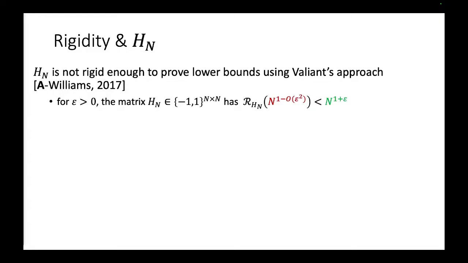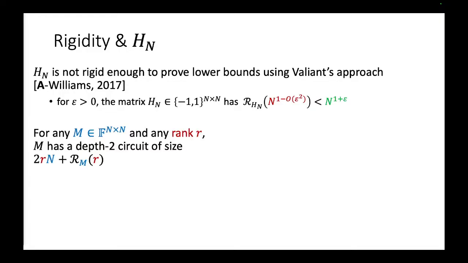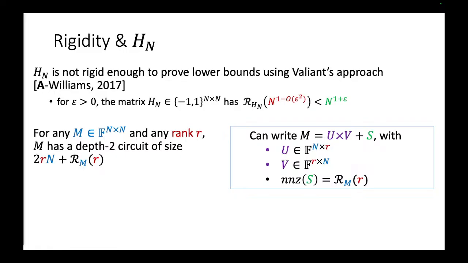But one nice thing is there's a very simple connection between rigidity and depth 2 circuits, that this immediately gives some kind of depth 2 circuit upper bound. So the idea is that for any matrix M and any rank R, the n by n matrix has a depth 2 circuit of size 2 times R times n plus the rank R rigidity of M. The idea is, if you have a rigidity upper bound for your matrix, so you've written it as a low rank R matrix, which you can write as U times V for an n by R matrix U and an R by n matrix V, plus the sparse part, the part that you're changing to get down to that rank, which is a matrix S whose number of non-zero entries is this.